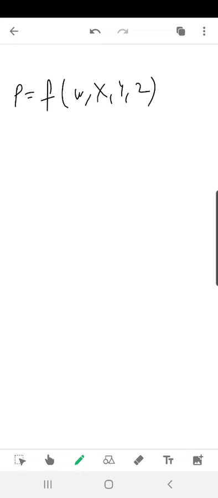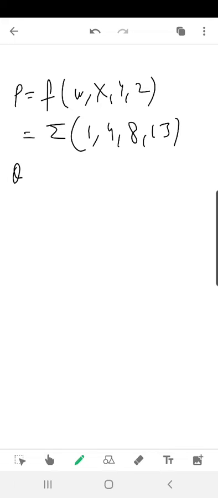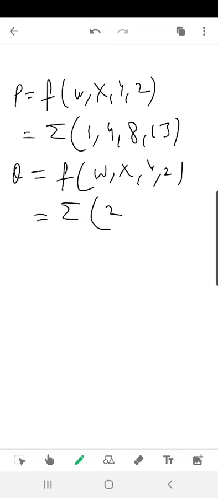And it is given that this function is equal to sigma 1, 4, 8, 13, and the function Q is given as a function in terms of W, X, Y, Z, and it is represented by sigma 2, 7, 13 and 14. First of all, it is given that this is sigma. Sigma means min term, so these functions are actually representing our min terms.